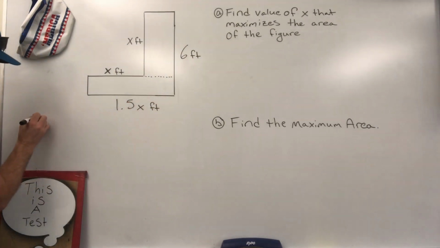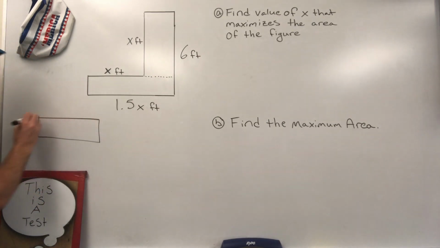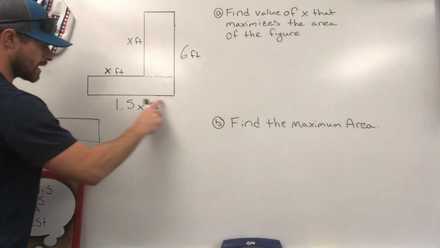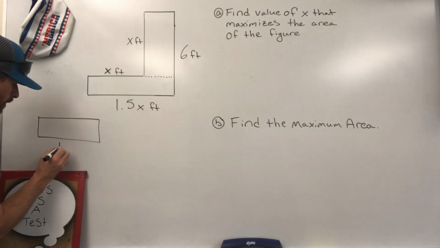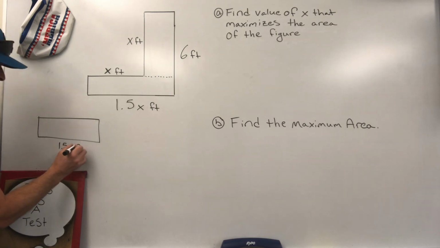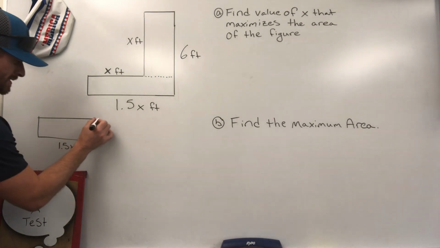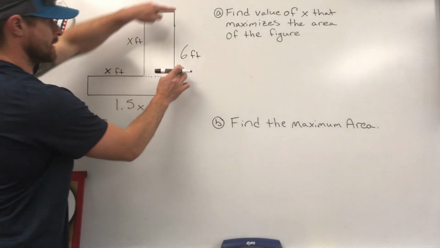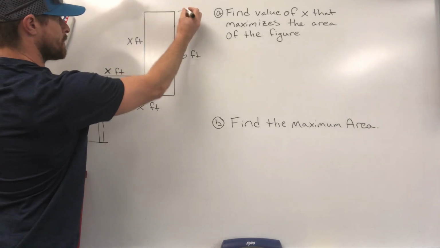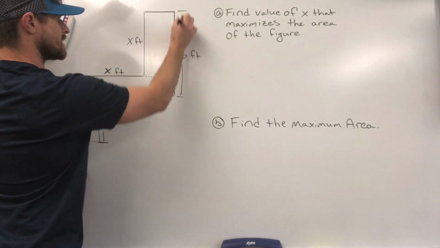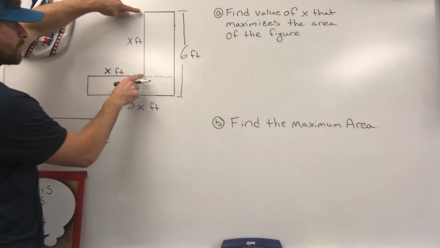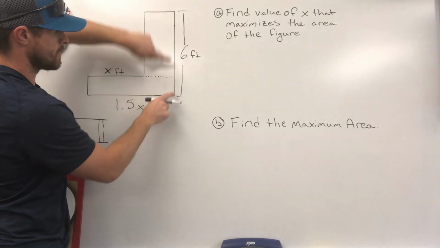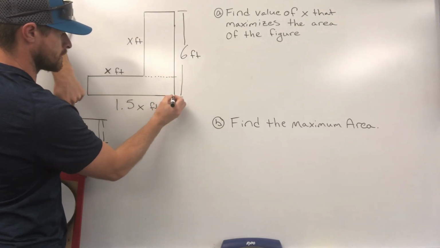So I'm going to draw down here my smaller, more horizontal rectangle, and we know that the distance here, all the way across the bottom, is 1.5x feet long. Now to find this distance from here to here, we need to do some thinking. The long distance from the top all the way to the bottom, that's 6 feet. But if you look at this side over here, if we remove x feet, that's what's left, right there to there.